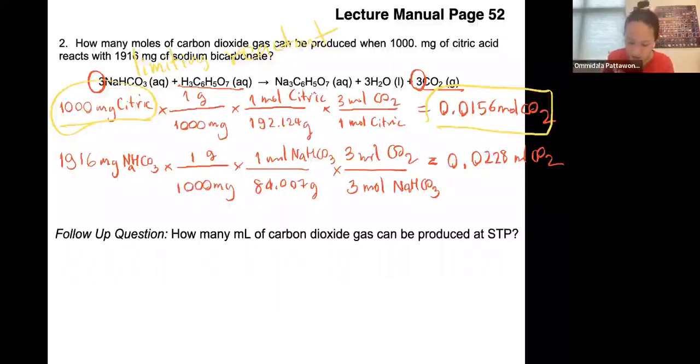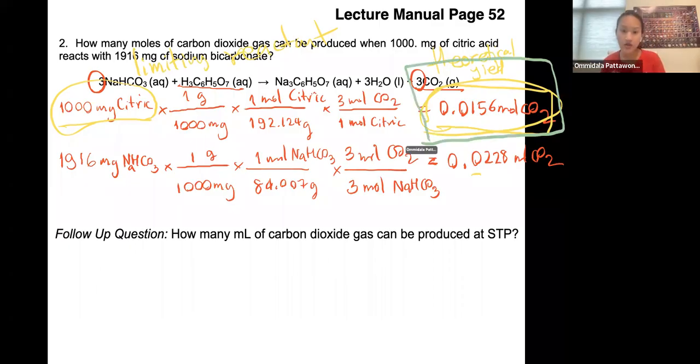This is what we refer to as theoretical yield. This is the maximum amount possible that you can produce. You cannot make 0.0228 because you don't have enough citric acid. So in this case, only 0.0156 mole of CO2 can be produced. So to answer question number 2, the first part, how many moles of CO2 can be produced, it is going to be this much. This would be the answer.